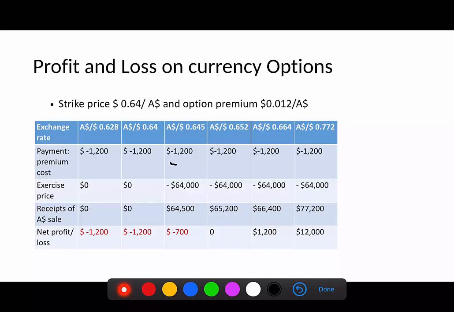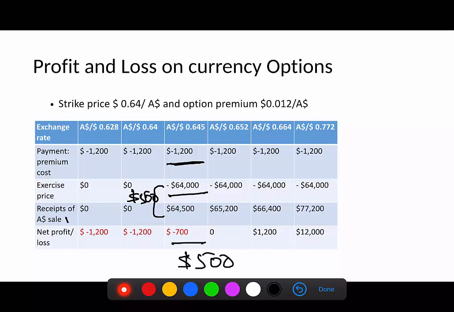So the premium is again paid. Now he will pay 64,000 US dollars to buy 100,000 Australian dollars, and he can sell the same in the open market for 64,500. So if you see that here, he will have $500 US dollar profit, right? But what is the net profit? The difference between the 1,200 and 700. So he actually saved 500.